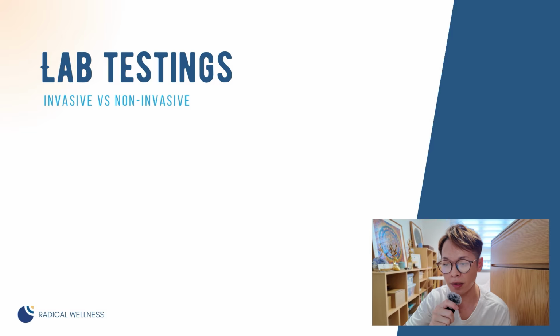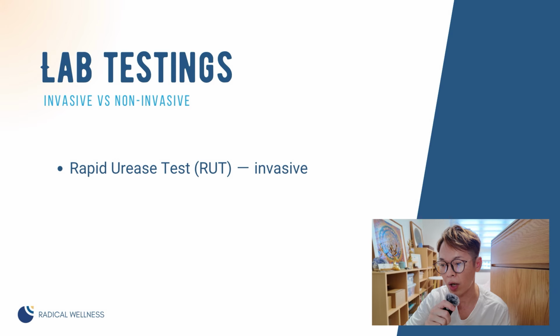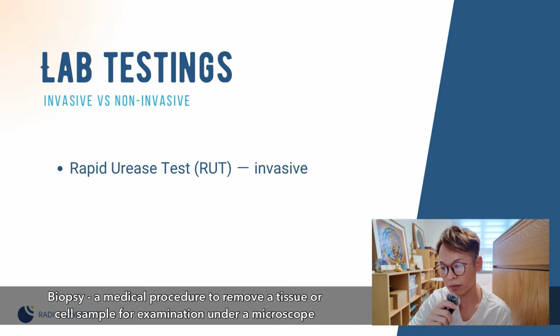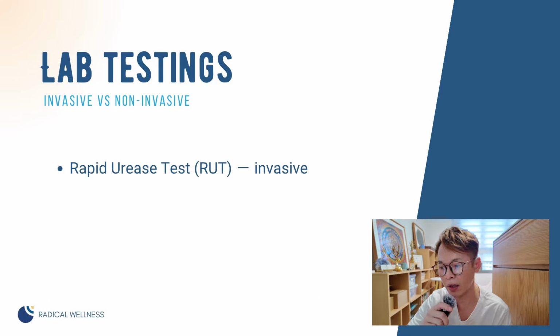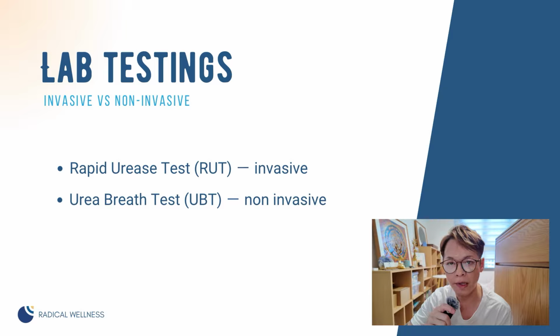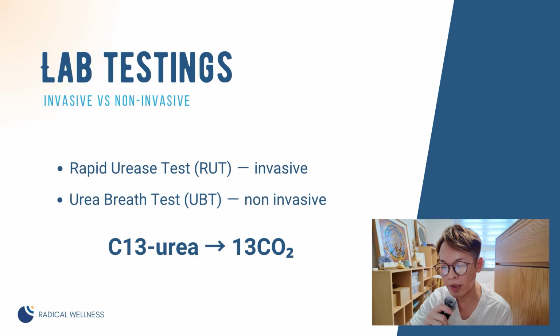So in terms of testing, there's the invasive type and the non-invasive type. The rapid urease test is the most common and widely used invasive method for detecting the presence of urease. This method requires a biopsy from the stomach. I won't go into much detail of these tests because you can get the information easily online. Then the non-invasive approach which most hospitals use is the urea breath test. Basically, you drink a liquid containing urea and the breath is analyzed for the presence of carbon dioxide after a short period.